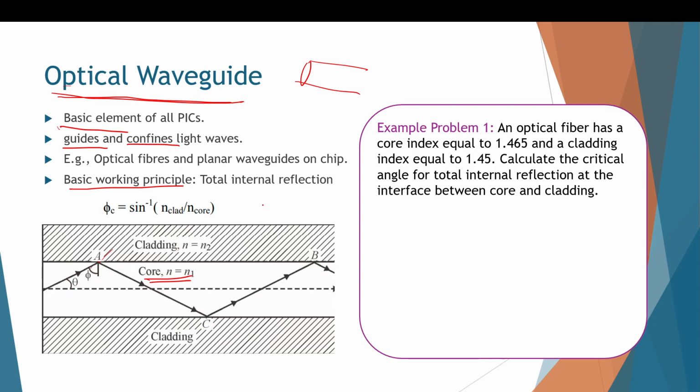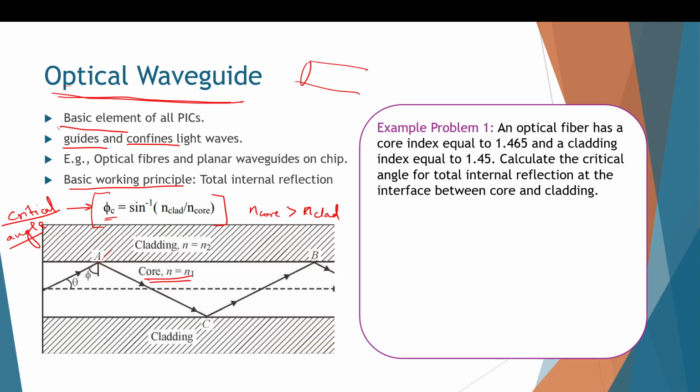So there are two conditions. One is core index should be higher than clad index, as we know, and then the angle at which the light is being incident at the interface should be greater than this critical angle. And this critical angle we can derive from Snell's law, and I guess we all know this, right? So yeah.